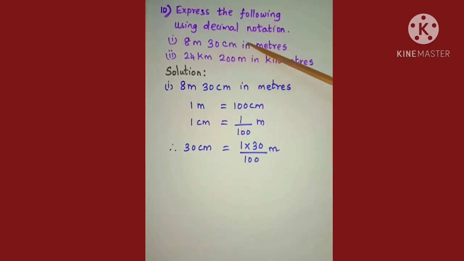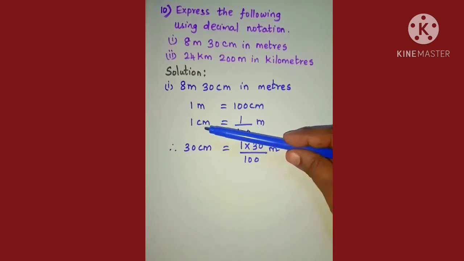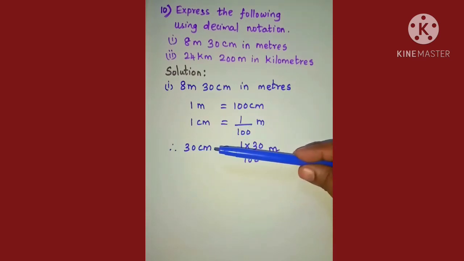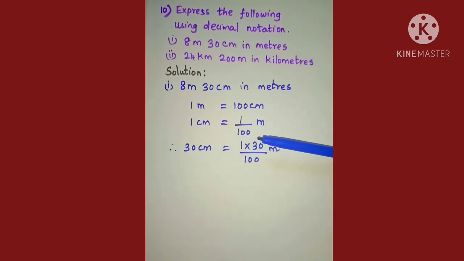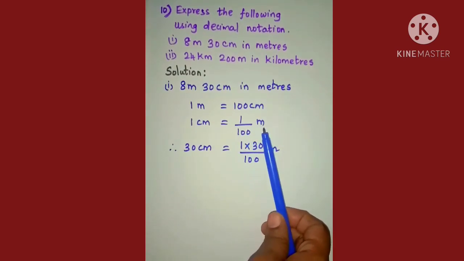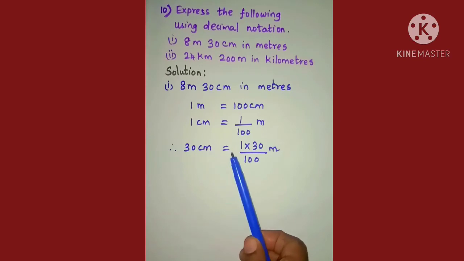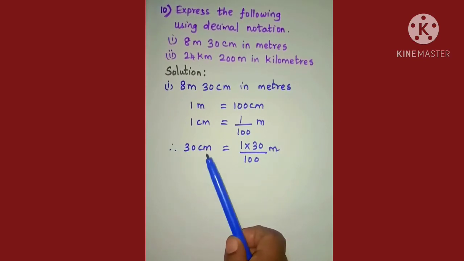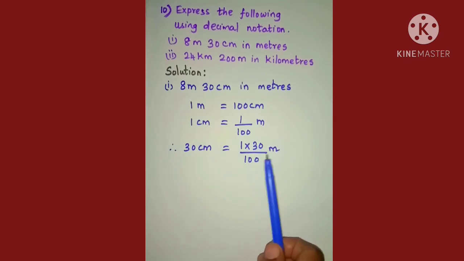Express the following using decimal notation: 8 meters 30 centimeter in meters. So students, 1 meter is equal to 100 centimeter, as we know. So 1 centimeter is equal to 1 by 100 meter. So 30 centimeter becomes 30 by 100 meters. We changed 30 centimeter into 30 by 100 meter.